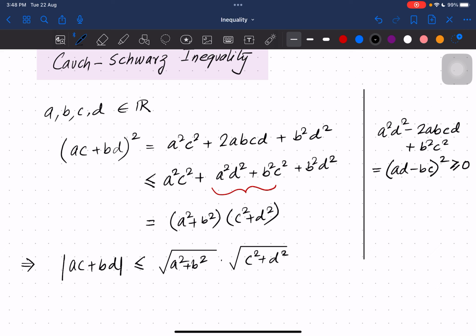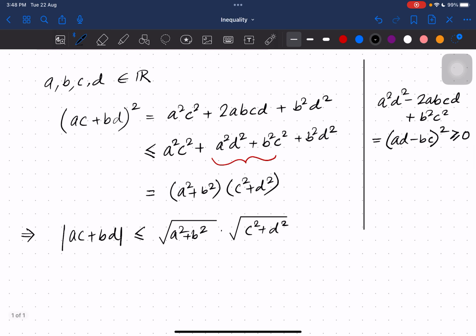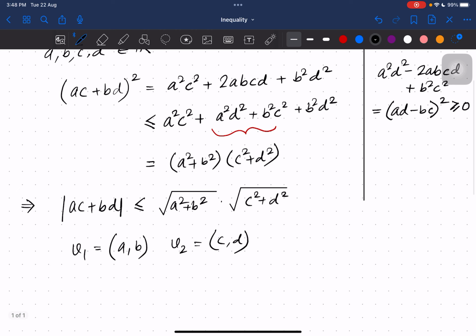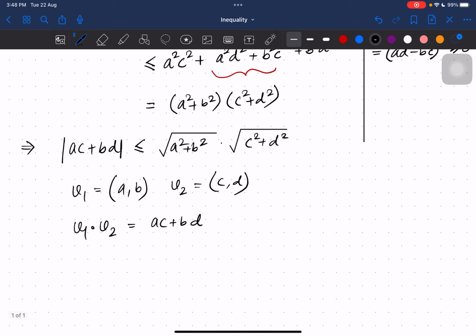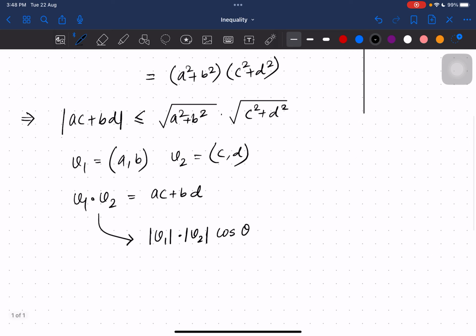So in fact, geometrically, what does it signify? Suppose you have two vectors. Suppose v1 is one vector whose coordinates in R2 are AB and v2 has CD. Then if you take the dot product v1 dot v2, this is nothing but AC plus BD, right? And on the other hand, for this dot product you have another formula: it is modulus of v1 times modulus of v2 times cos theta, where theta is the angle between v1 and v2.